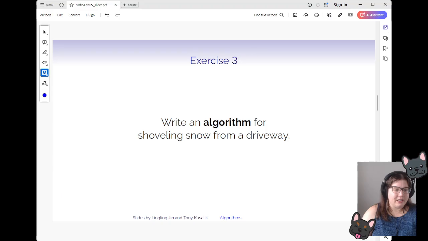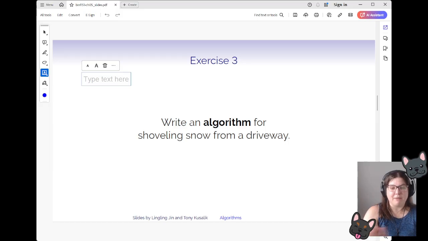All right, so the next one we have here is for shoveling snow from the driveway. So for this one, we have to think about how we actually do this in real life. And there are multiple different ways that we could. Note that we won't be using a snowblower, unfortunately, because it's specifically asking us how we shovel snow from a driveway.